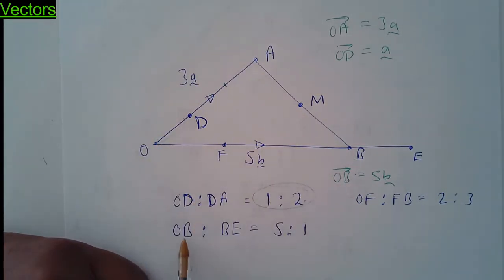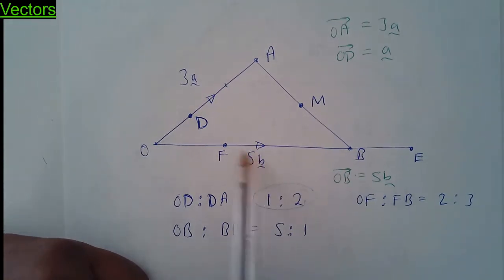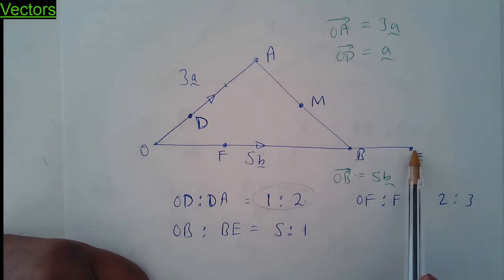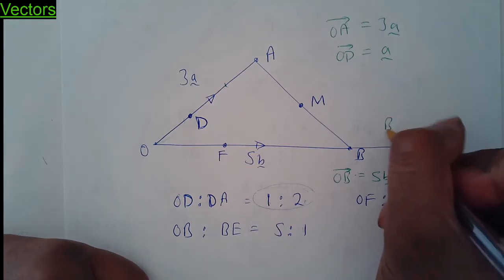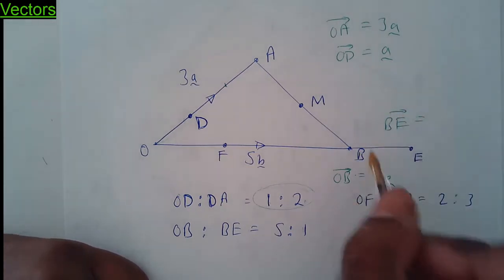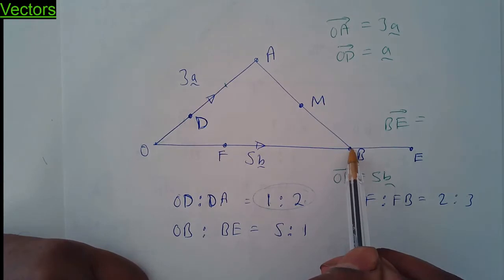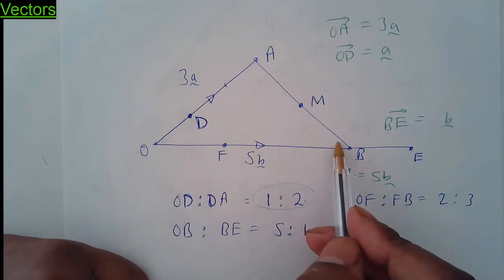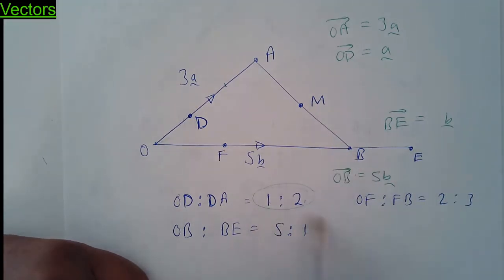Right, what else can we tell? O to B, B to E. So O to B is 5 parts there, and then B to E is just 1 part. Altogether we've got 6 parts. That's 5 plus the 1. That makes 6 parts. That means B to E is not going to be 5b, it's just going to be an extra b, because 5b plus b makes 6b, 6 parts.